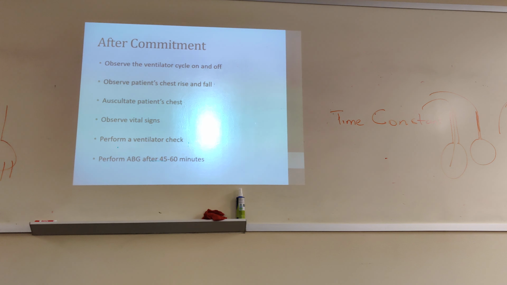Perform ABG 45 to 60 minutes after that. That's the only way you're going to know whether the patient is ventilating well or not. By doing an ABG, if your CO2 is high, you have to adjust your tidal volume or your respiratory rate to fix that. If your oxygenation is bad, you may want to adjust your FiO2 or your PEEP. That's why we do ABG.